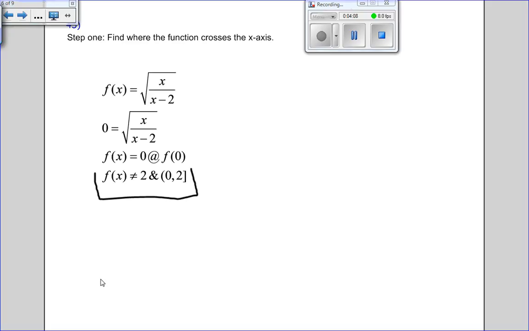Next, we look at our next function. Our next function is stated as the square root of x over x minus 2. This, as you can see, is much different from the last function, in that it is a square root, therefore has many limitations. We set it equal to 0, determine that at f sub 0, the function equals 0. And f of x does not have a valid value between the interval 0 and 2.